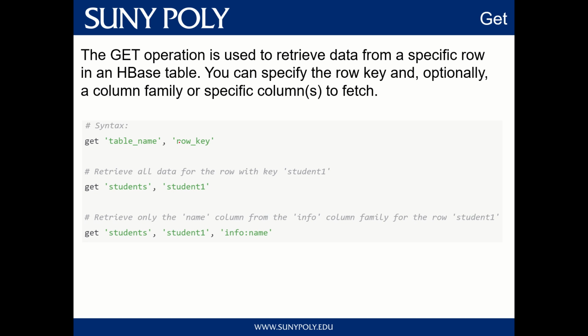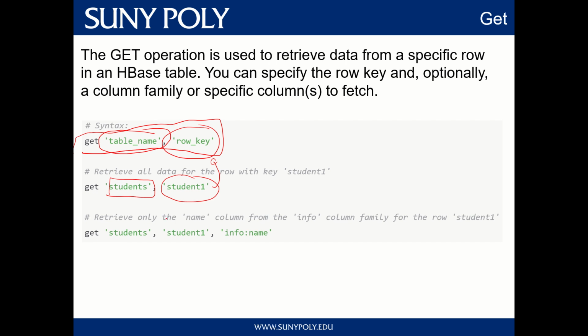So here we have some examples. This is the general syntax. We're going to get, from this table, the table name, the key of the row that we want to visualize. That will give you all the columns for that specific row. Here's a particular example. From the table students, we want to get all the information, or all the columns, for student 1. That's the row key, right?